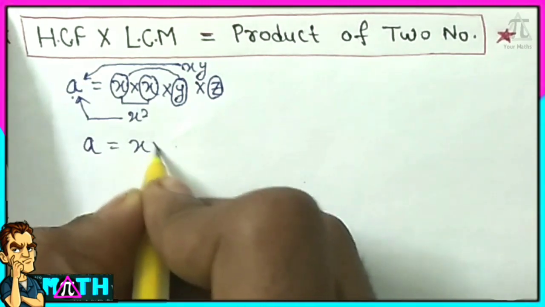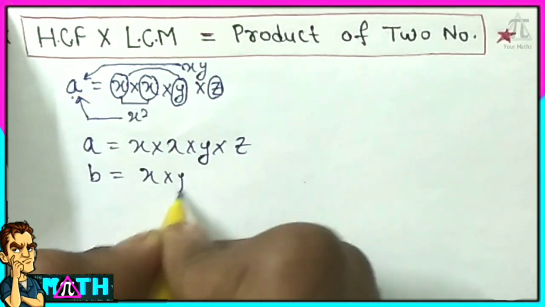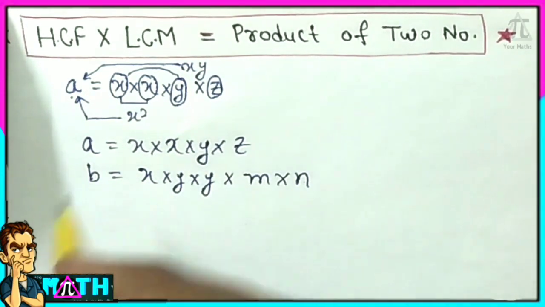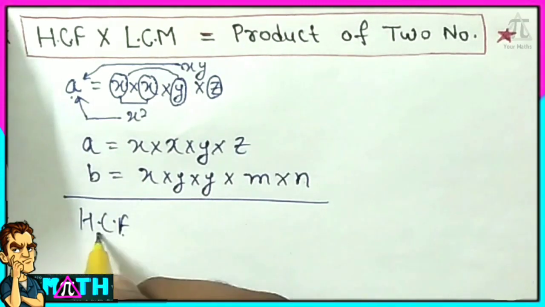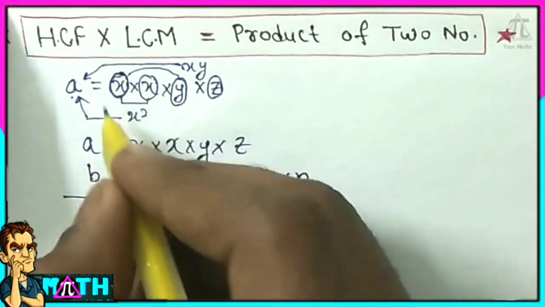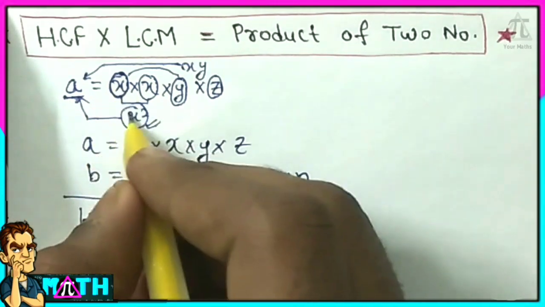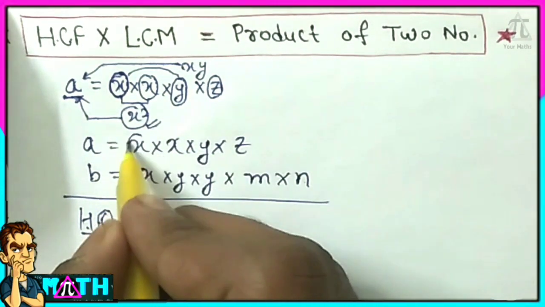So we have a number a which is in the form of x into y into z, and let's say we have a number b which is in the form of x into y into m into n. Now we have to talk about its HCF. So HCF is what? Highest common factor. And now let's talk about highest factor. So x and x square, which one is the highest factor of a? So x square. But in the HCF we have highest common factor, which means we have to take the common factor.